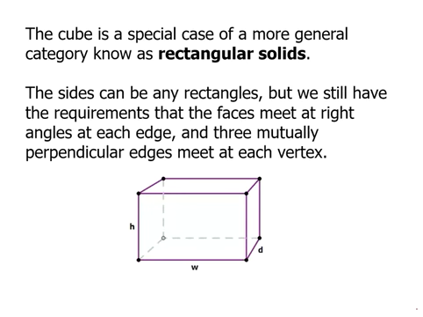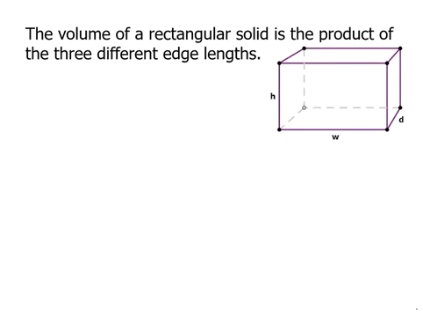The cube is the special case of a more general category known as rectangular solids. So the sides of a rectangular solid can be rectangles, but we still have the requirement that the faces meet at right angles at each edge, and 3 mutually perpendicular edges meet at each vertex. So there's still right angles everywhere, just now the lengths are different. So a rectangular solid, some people might just think of this as a box or something like that. The volume is the product of the 3 different edge lengths. So volume equals height times width times depth.